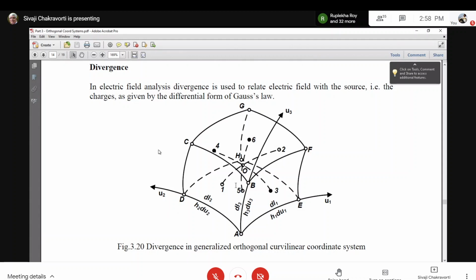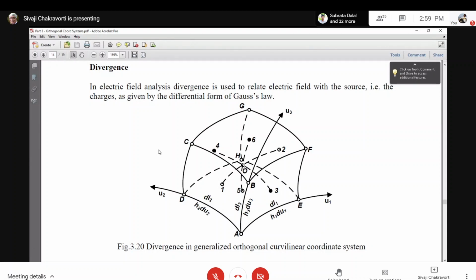What we are saying is that let us say the value of a vector field, let's say it's the flux density, is known at the middle of the parallelepiped, which is the point O. So I repeat, the value of the vector field, let's say it is electric flux density, is known at the middle of the parallelepiped.